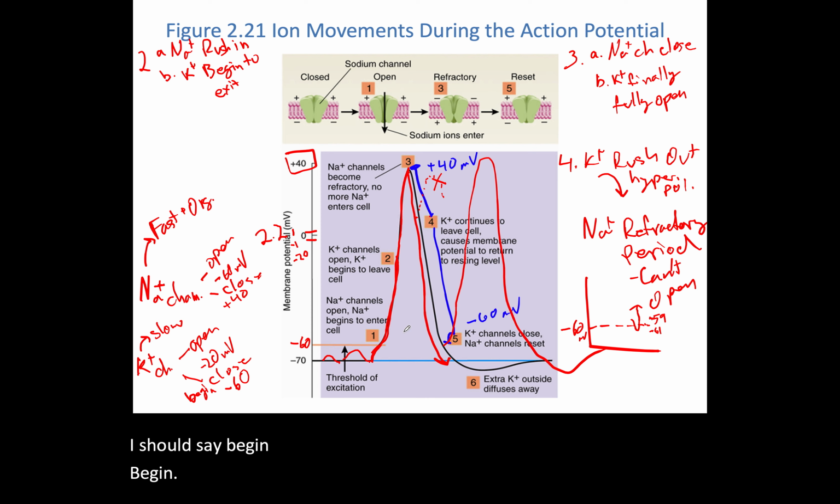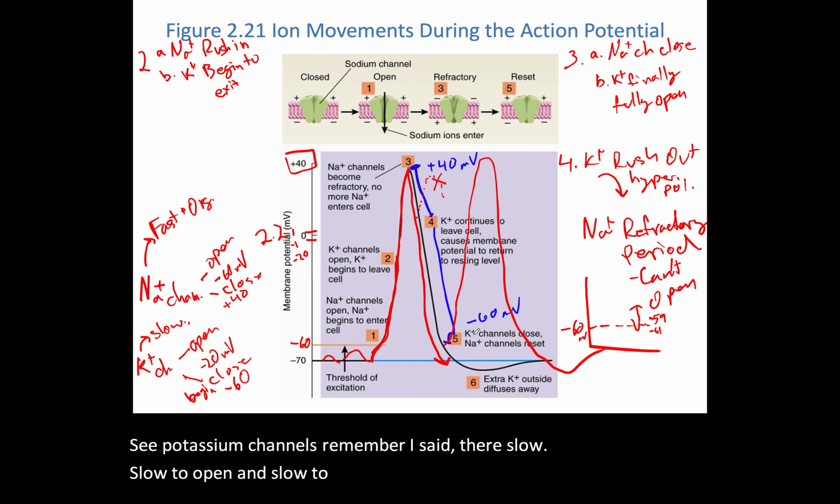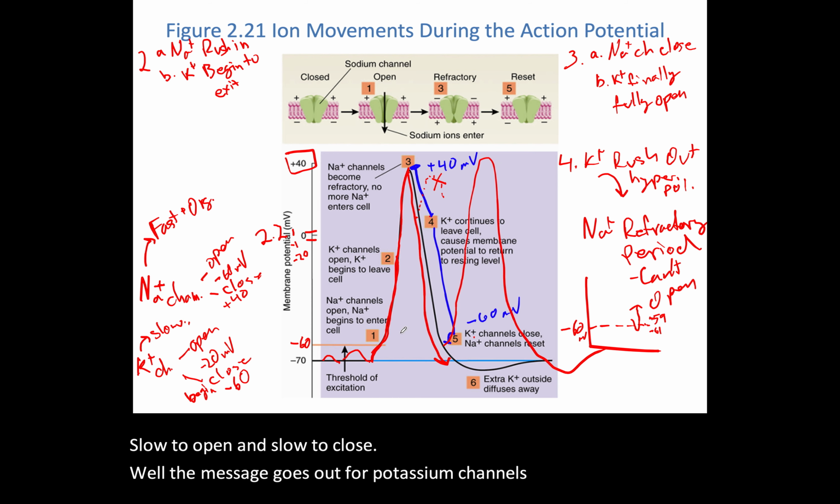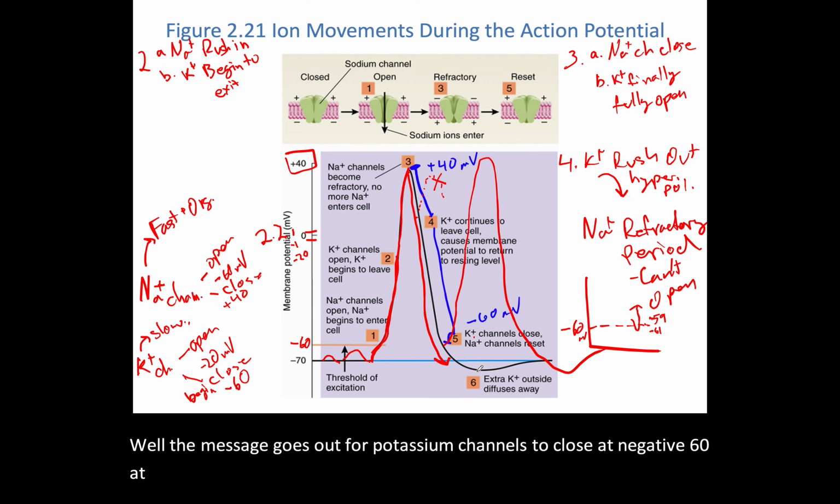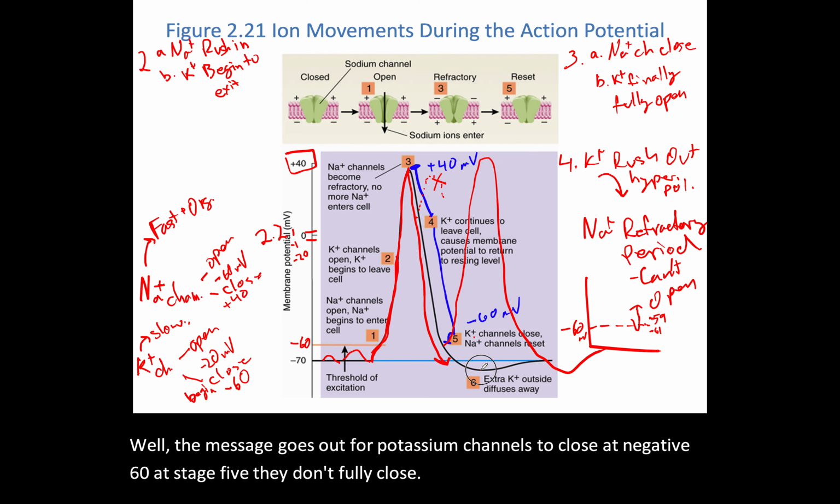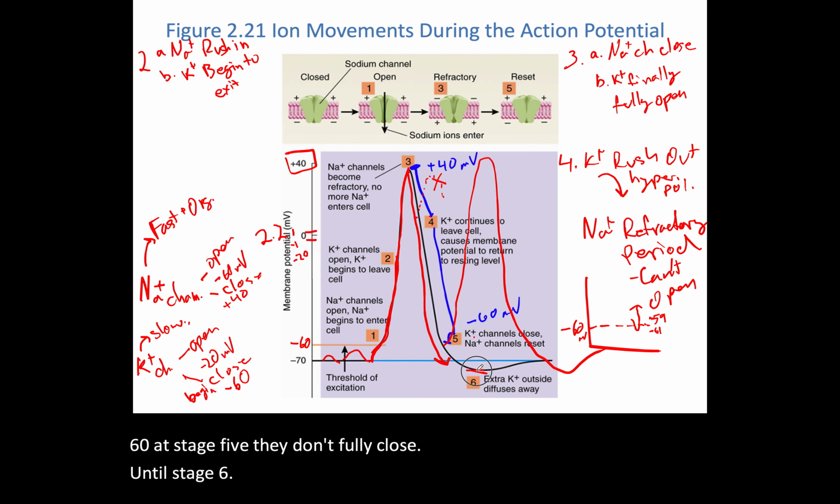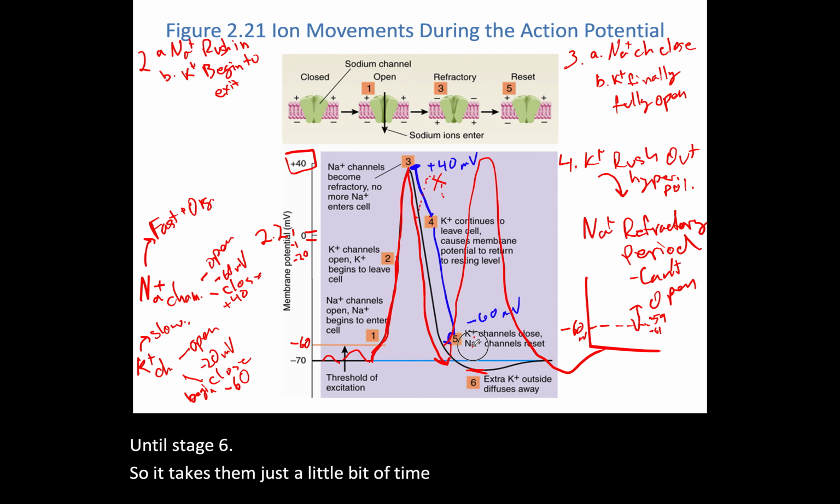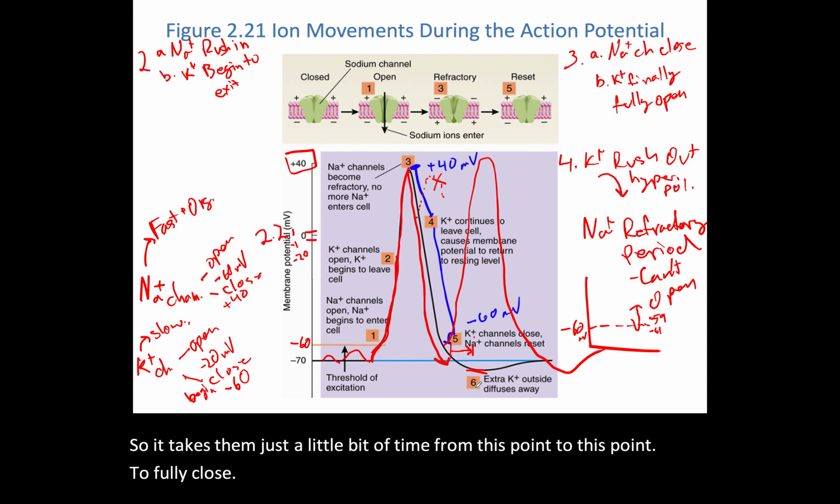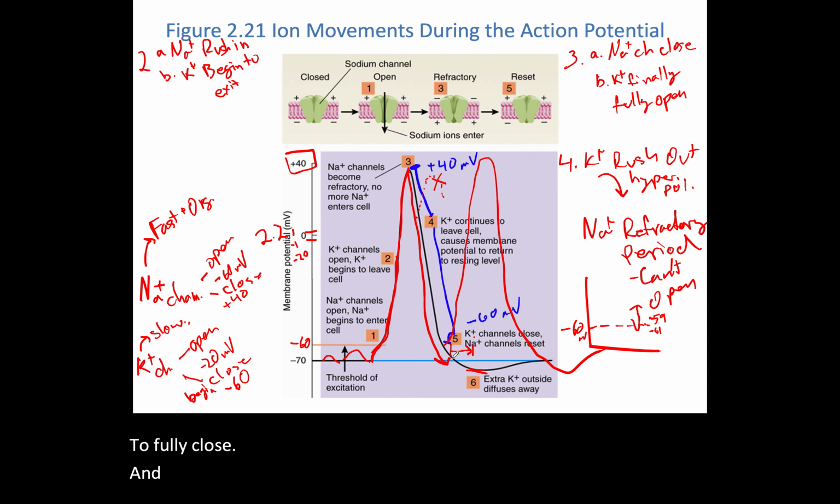Begin closing. See, potassium channels, remember I said they're slow. Slow to open and slow to close. While the message goes out for potassium channels to close at negative 60 at stage 5, they don't fully close until stage 6. So it takes them just a little bit of time from this point to this point to fully close.